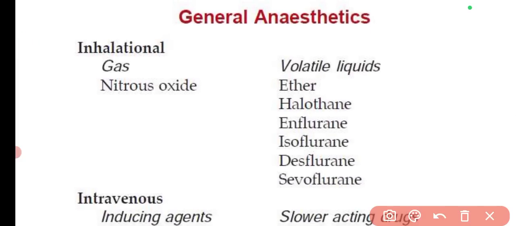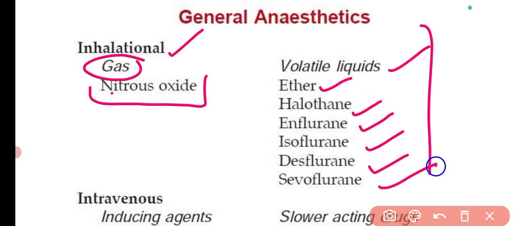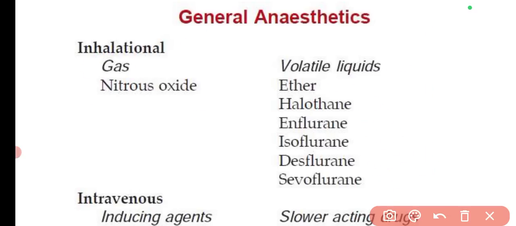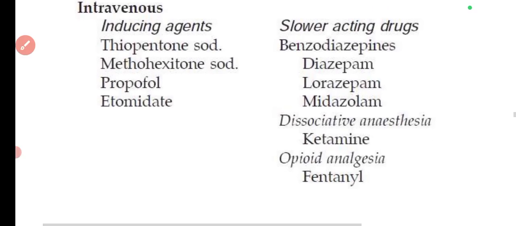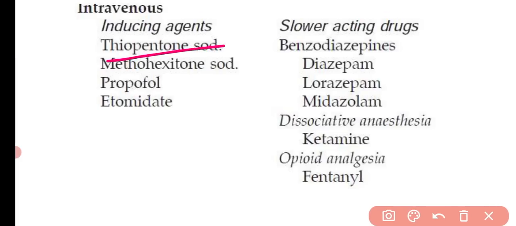Now I have provided you all the classification of these general anesthetics and other different classes. For example, I'll discuss a few, like for inhalational there is a gas subcategory in which nitrous oxide comes. Then volatile liquids. These include ether, halothane, enflurane, isoflurane, desflurane, or sevoflurane. And then if I talk about the other category, that is the intravenous one. So intravenous includes thiopentone sodium, methohexitone sodium, propofol, etomidate.